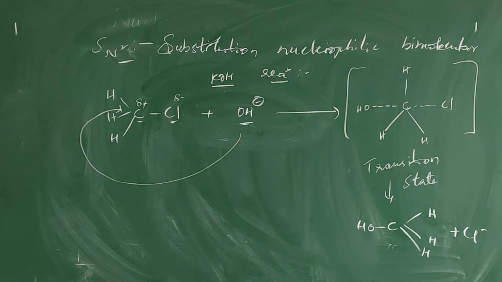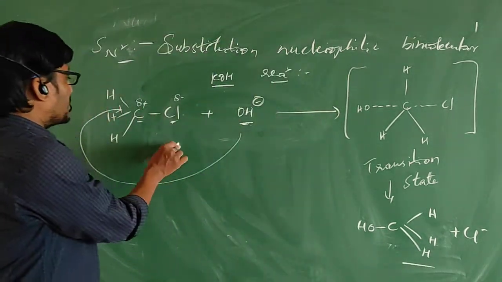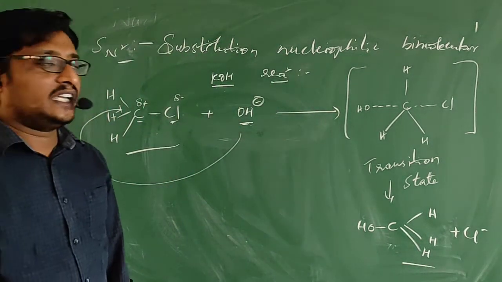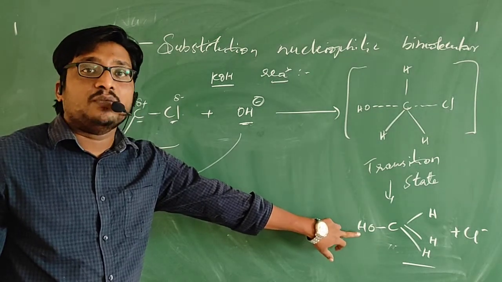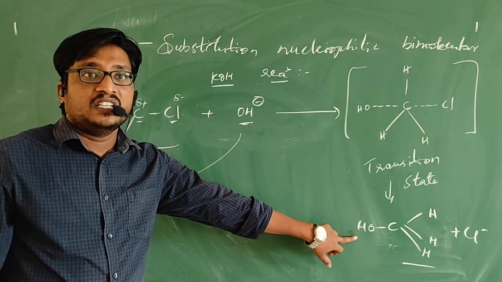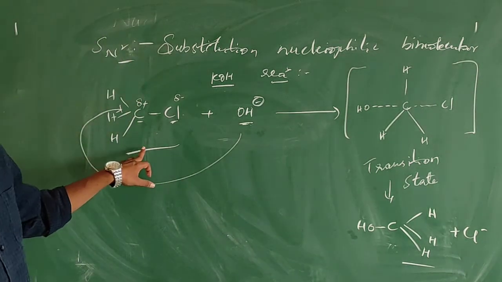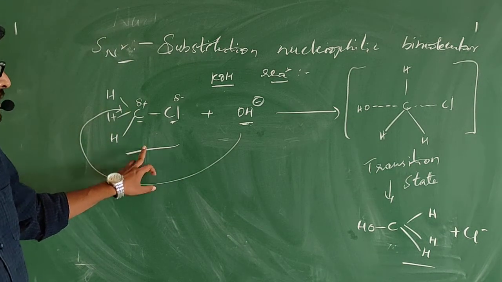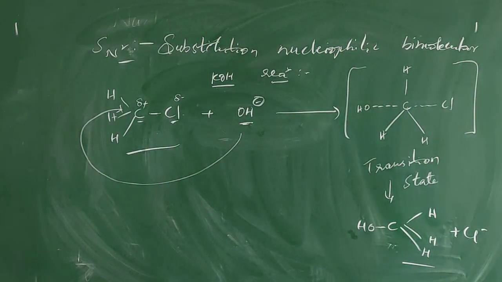So here, if you see the structure of the product and the structure of the reactant, the product, methanol, has inversion in configuration. There is inversion in configuration when we observe the product compared with the reactant. This is one thing. So this is about the substitution nucleophilic bimolecular reaction.